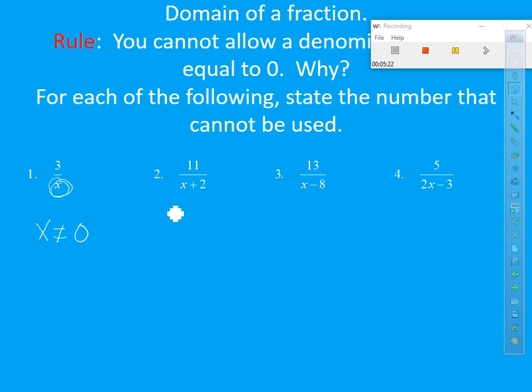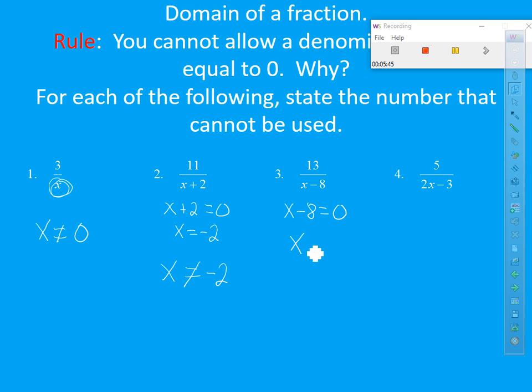Go to your number 2. What turns x plus 2 into 0? Well, a negative 2 would do that if you solve that. So I'm going to say that x cannot be negative 2, because negative 2 plus 2 gives me 0 in the denominator. My number 3, x minus 8 equals 0.